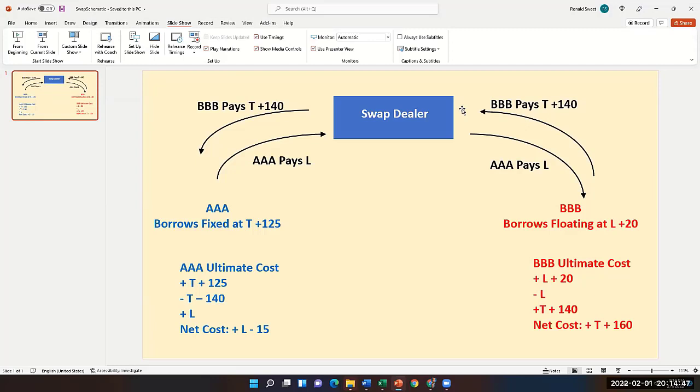Now, here's where it's important to know that the swap dealer is sitting there in between. So triple B doesn't really care if AAA goes insolvent. AAA doesn't really care if triple B goes insolvent. They're just worried about the swap dealer. As long as the swap dealer is not insolvent, they're in good shape.